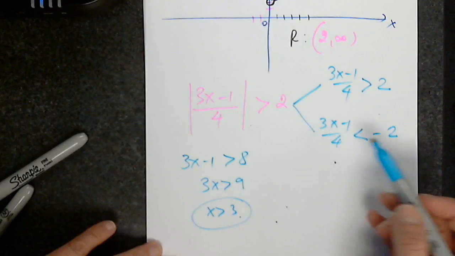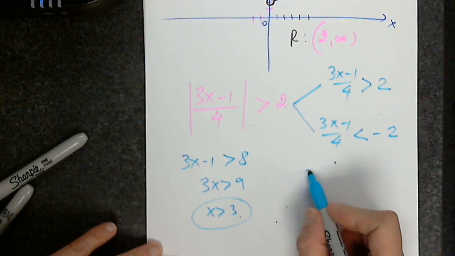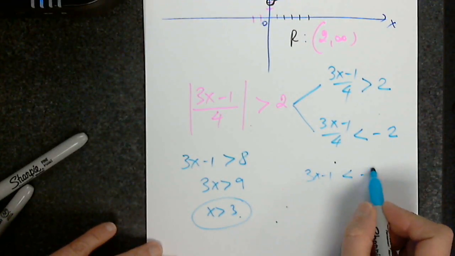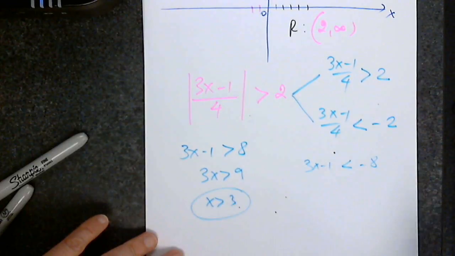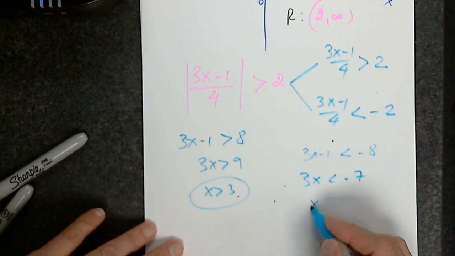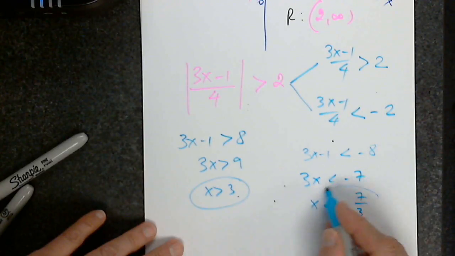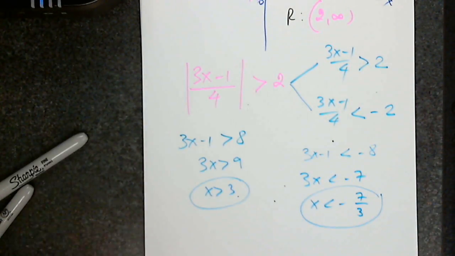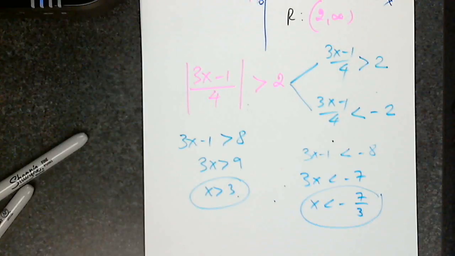I will repeat. Multiply both sides by 4. 3x minus 1 less than negative 8. I will add 1. 3x less than negative 7. So x less than negative 7/3. Now, how do I write the solution? The final answer.